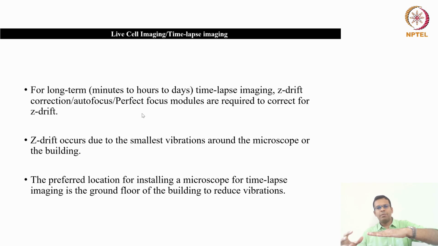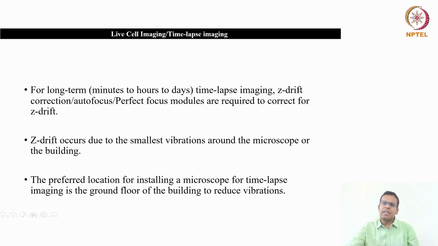There are always some vibrations from the building or from the surroundings. Because of that, the focus may be lost. So maybe after 30 minutes or 1 hour, when you look at your sample, you will see that your cells or samples are not in focus. This is known as the focus drift or the Z drift, because of building vibrations or some kind of vibrations from the surroundings. The distance between the objective and the sample may change, and that leads to this kind of Z drift.